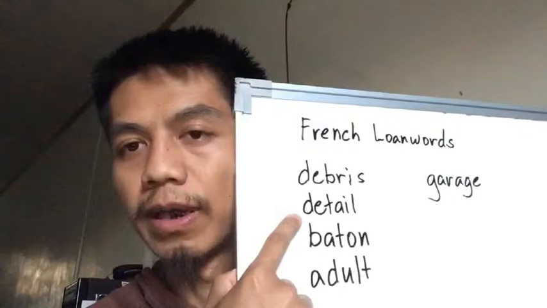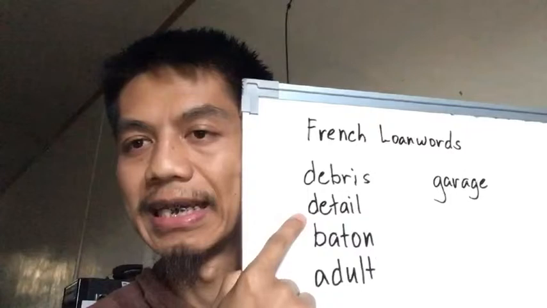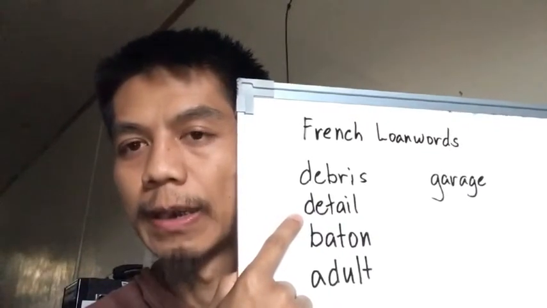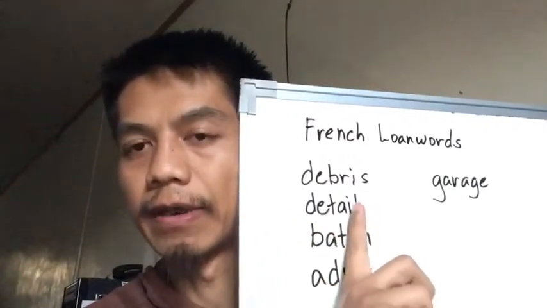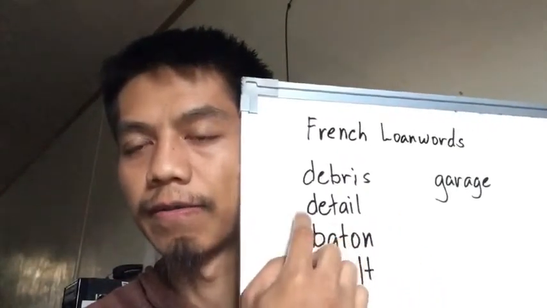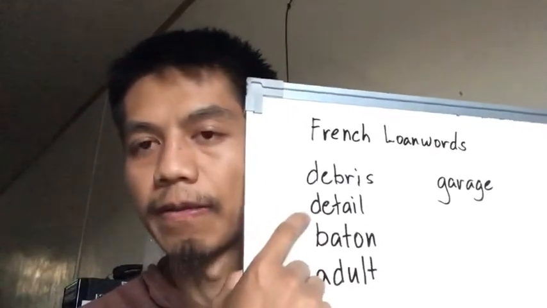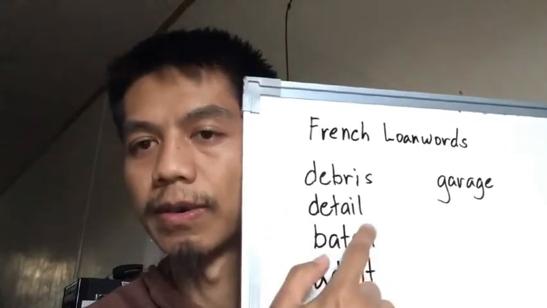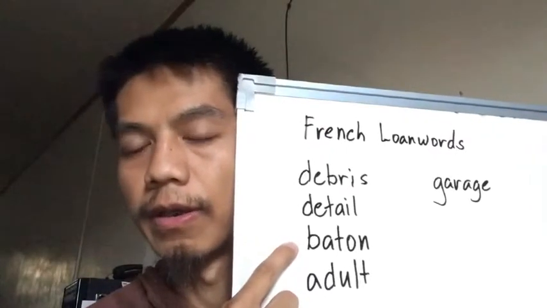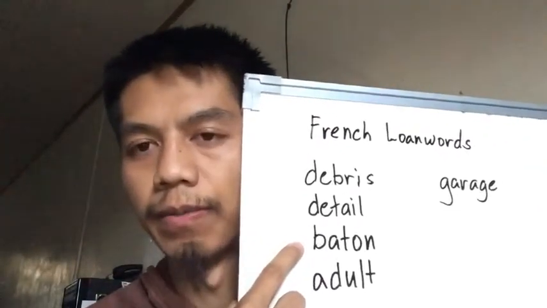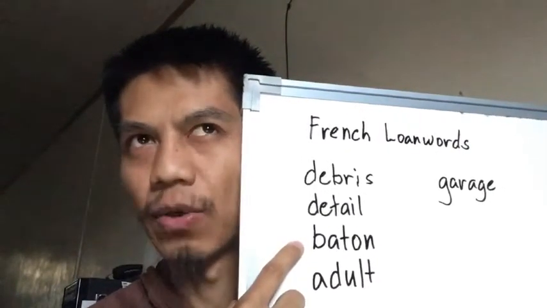So Americans would say detail, and British people would say detail. So again, for the word detail, the second syllable is stressed, the first one is unstressed. And for detail, that's British, the first syllable is stressed, the second one is unstressed. And for this next word, Americans say baton, and British people say baton. I think that's it, baton, if I'm not wrong.